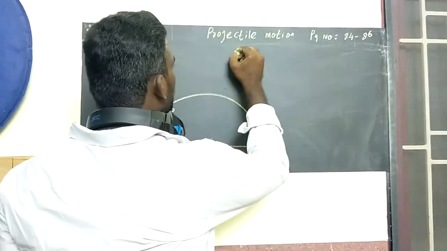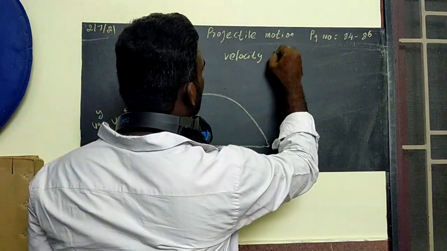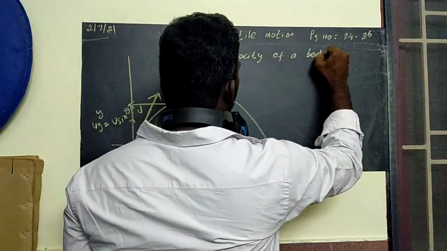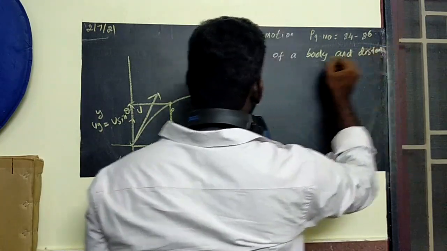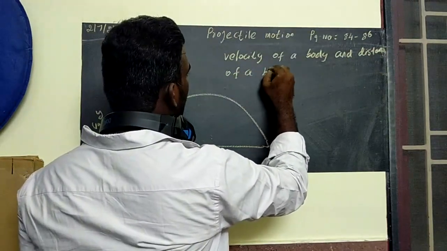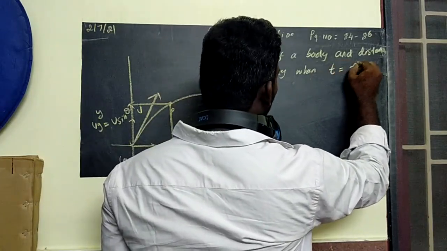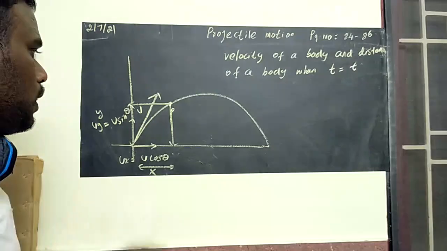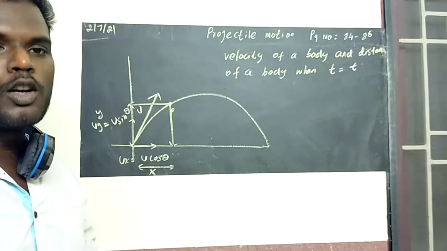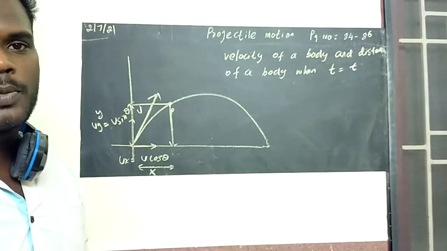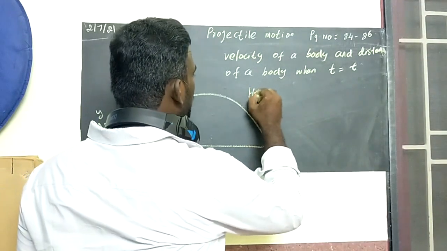So we want to know the velocity and distance of a body when time is equal to t. I already told you what equations we will use. We will use only the kinematic equations. If you want to know the velocity, we will use the first equation. If you want to know the distance, we will use the second equation. So let me take the horizontal.